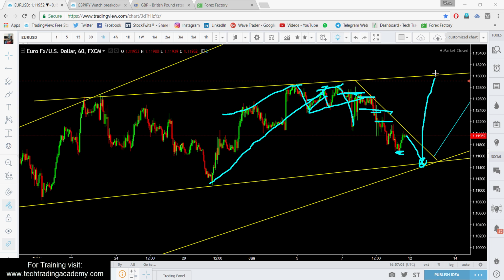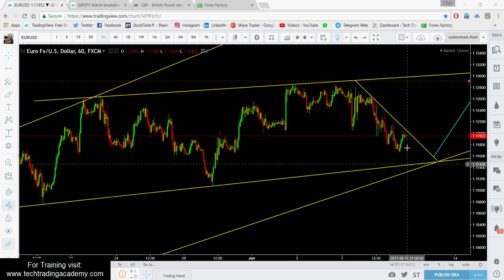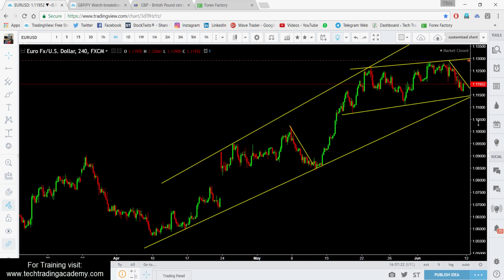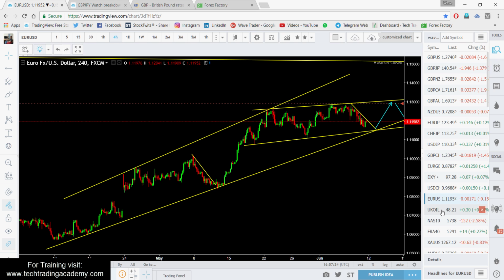Watch for that top and then look for sell. So you can have a short-term trade for next week, for the early two or three days. Highly likely price gonna rise back to the top. If so, look for sell again. So Euro USD and UK oil.